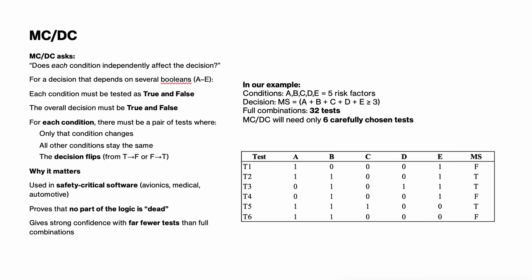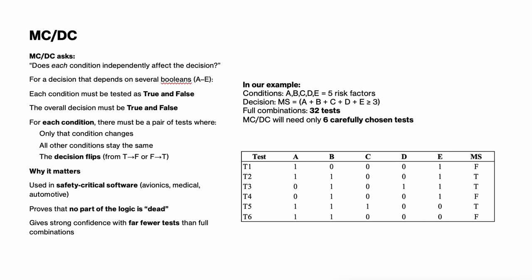Our conditions A, B, C, D, and E are the 5 risk factors: high waist, high triglycerides, low HDL, high blood pressure, and high fasting glucose. This decision we're testing is metabolic syndrome equals A plus B plus C plus D plus E greater than or equal to 3. In other words, metabolic syndrome is flagged if 3 or more of those factors are present.